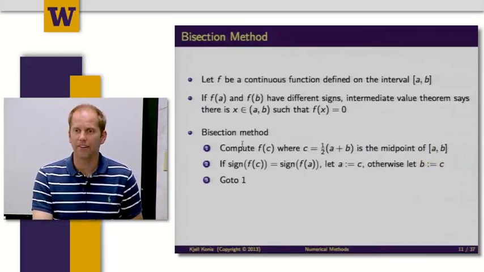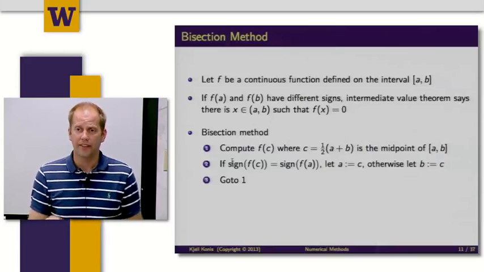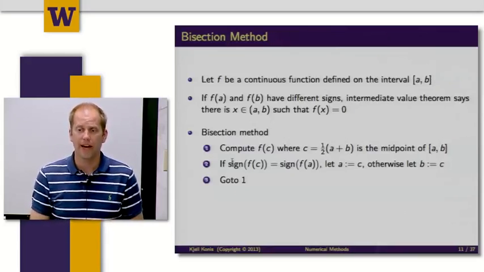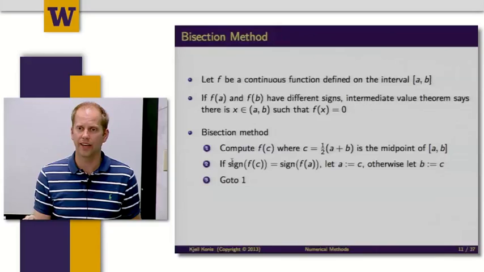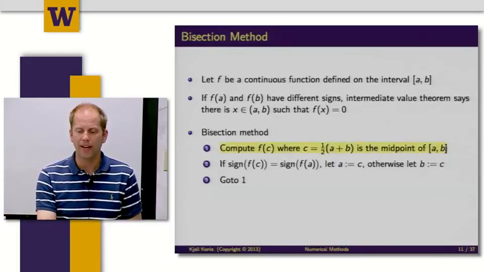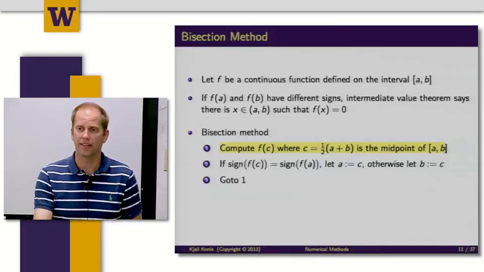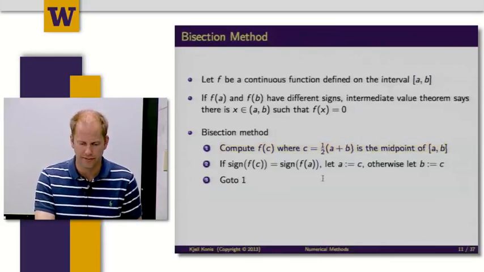It's a very simple algorithm. I just chop the interval in half, which gives me two subintervals. At least one of those subintervals is still going to have the property that the function evaluated at the endpoints has different signs. So that becomes my new interval, and then I go back and do this again. Every time I'm cutting my interval in half.